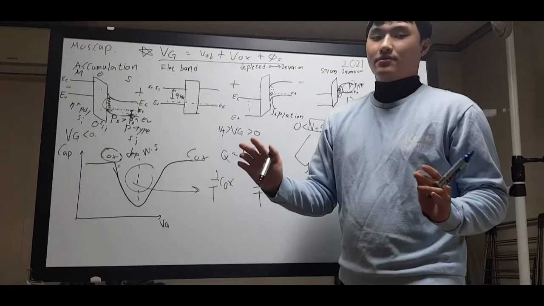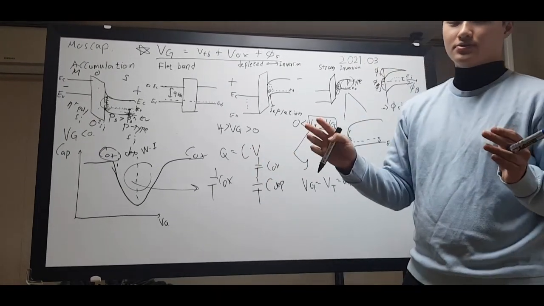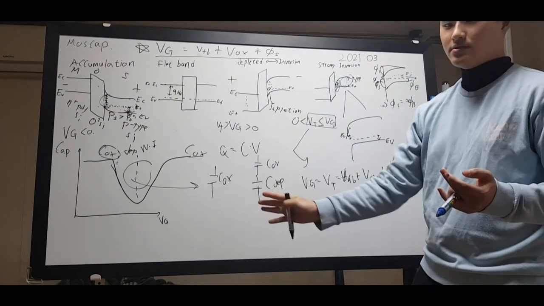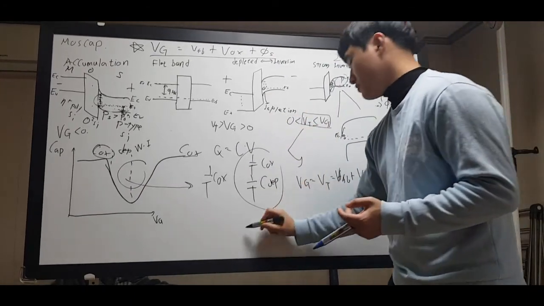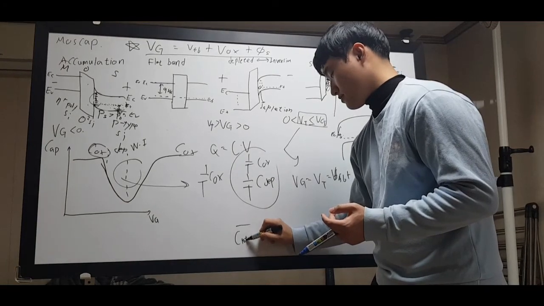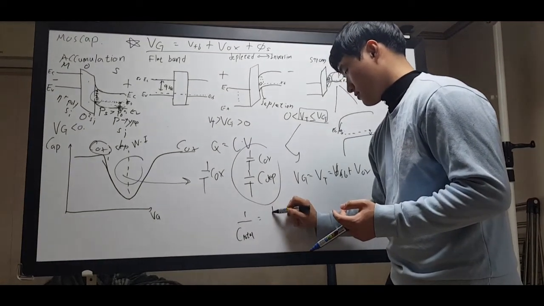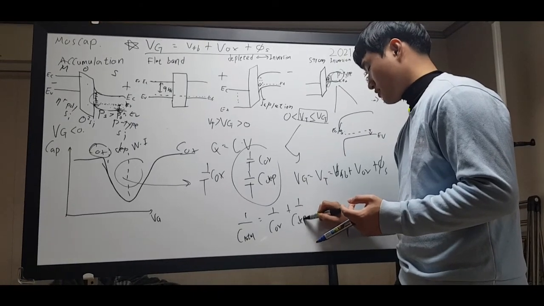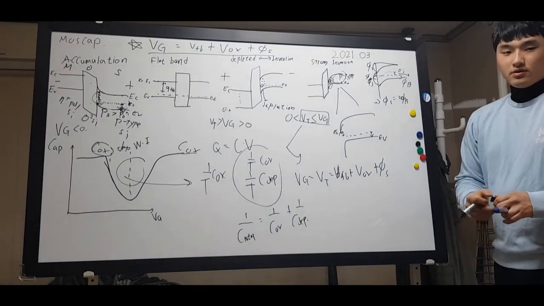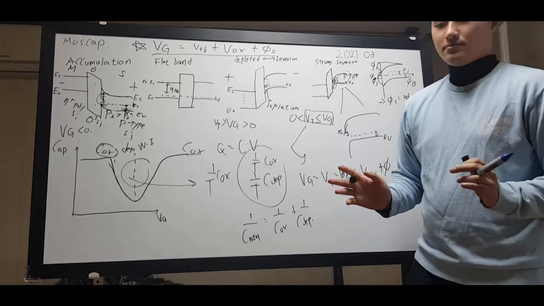So we learned that if there are two capacitors or lots of capacitors in series, like this, the total capacitance will be reduced. So the equation will be like this. Okay, thank you. This is the last of the MOSCAP.